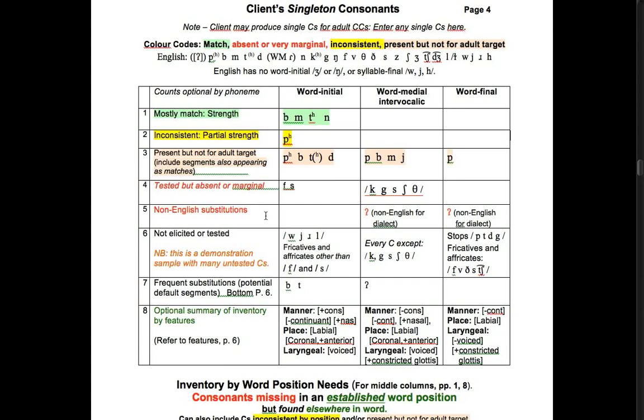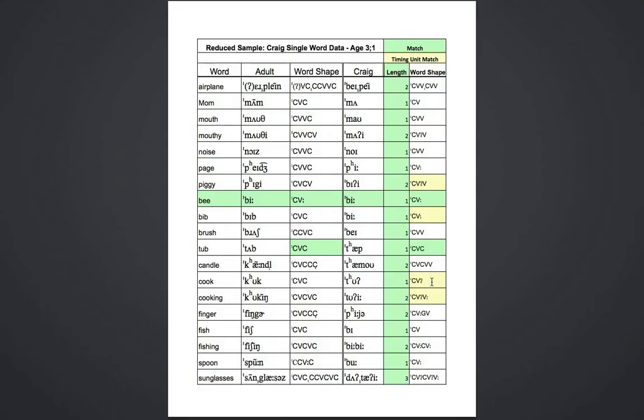Good, and now for row 5. Here we have non-English substitutions, where we include any segments that are not part of the English inventory. Craig's data doesn't really have any non-English sounds. However, he uses word medial and word final glottal stops, like in the way he pronounced cook or mouthy, which is not typical for English.